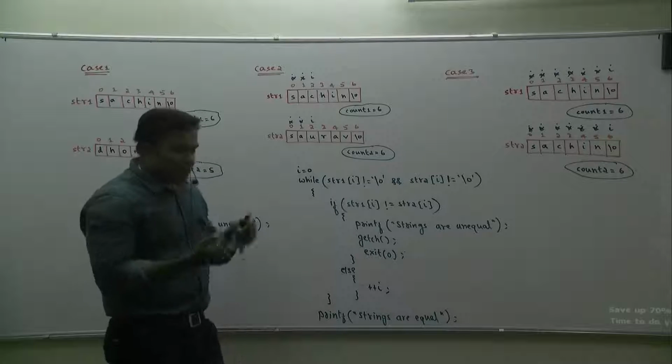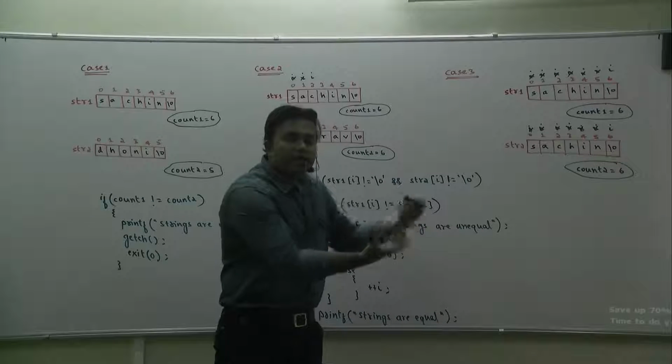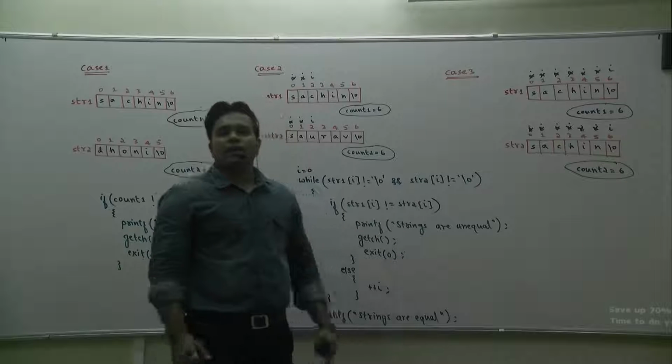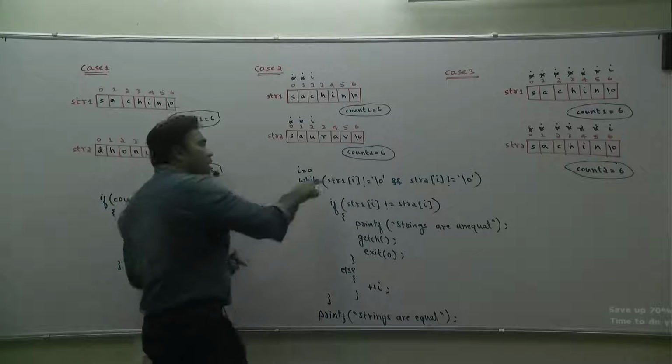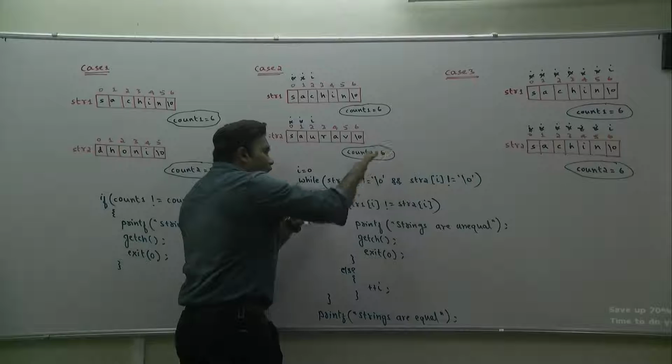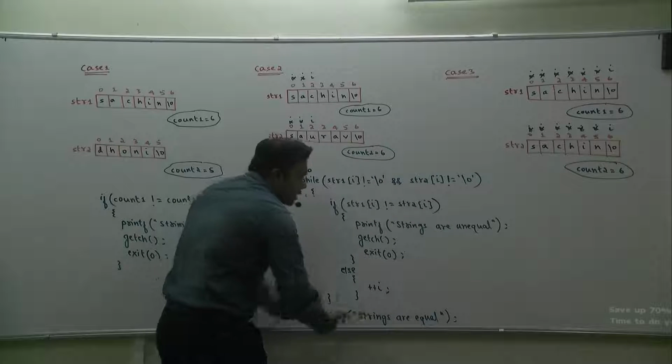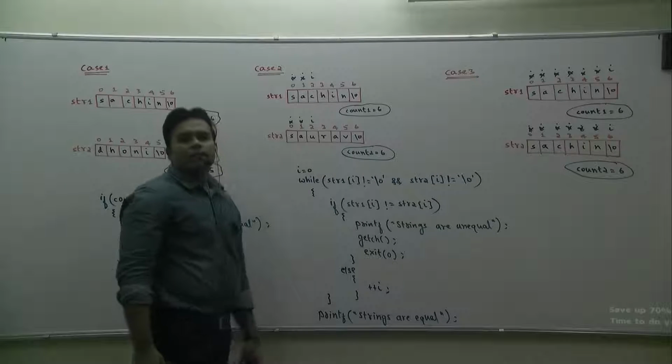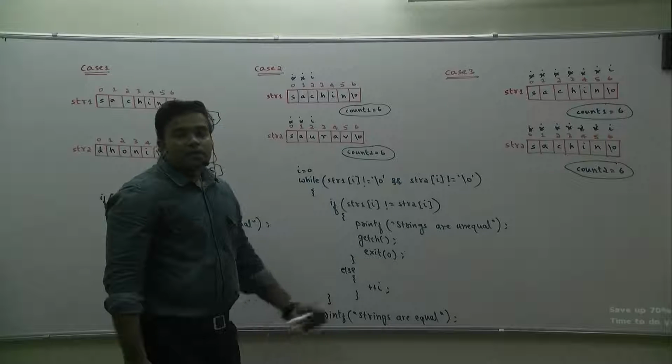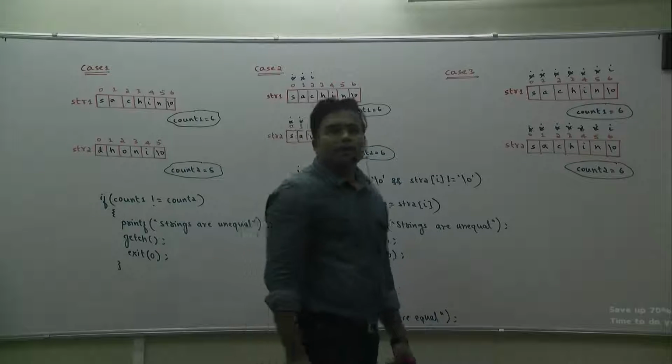Remember one thing, if you go up to the dead end, it means that the strings are equal. That is the logic. It will go up to the dead end. If you reach up to the dead end, then you will come out and tell that strings are equal. This is the logic for comparison.